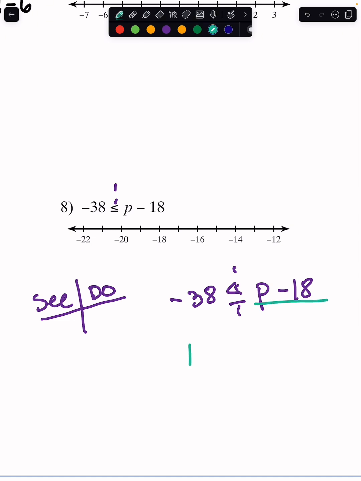And because the opening of the inequality sign faced the P minus 18, it has to follow that same thing when we do it this way. It has to just flip. Everything flips. Now what do I see? I see a minus 18, which means what do I need to do? I need to add 18. So I'm going to add 18 to both sides.